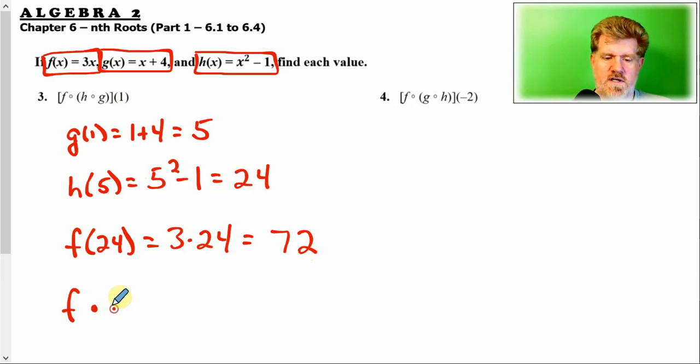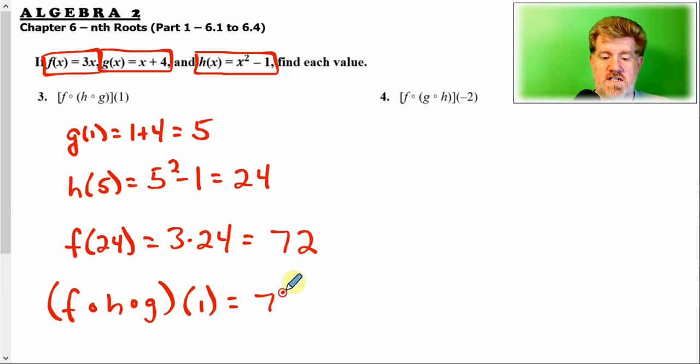So f of g of, oops, I did that backwards, I'm sorry, f of h of g of 1. I started with 1. I ended up with 72. The 1 became a 5. Plug in the 5. The 5 became a 24. Plug in the 24. The 24 became a 72. And that's it. That's how you do composites.